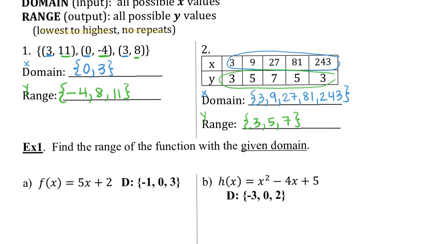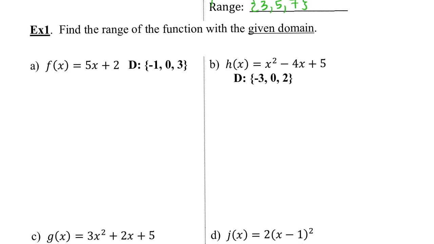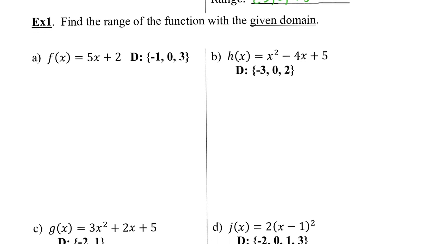Let's look at the first example. Okay, for example 1, it says find the range of the function with the given domain. So this is my function, f of x equals 5x plus 2. They're telling me the domain is -1, 0, and 3, and they put it as a list. So these are the only x values. X is -1, x is 0, and x is 3. So I'm going to plug x is -1, 0, and 3, and then I'm going to find the range. So let's start with f of -1.